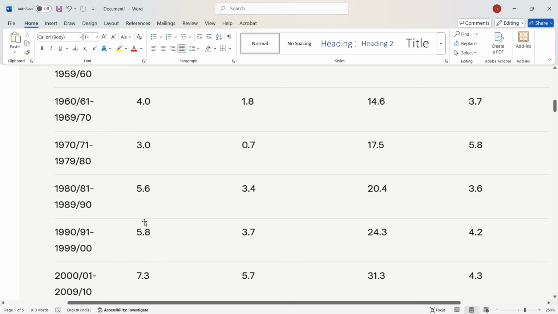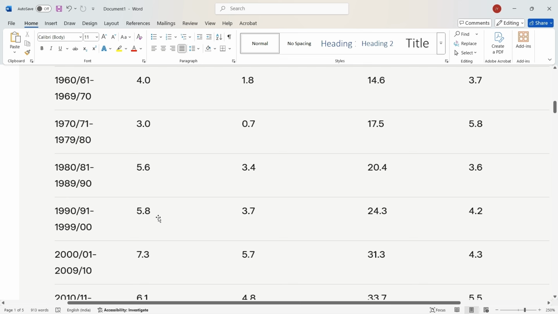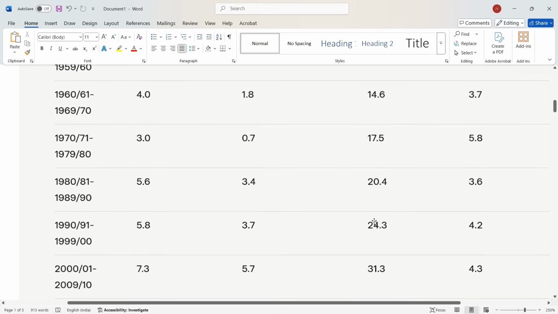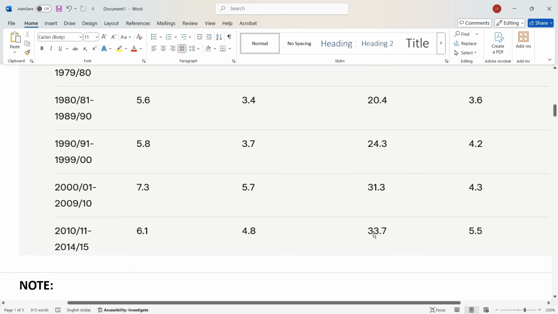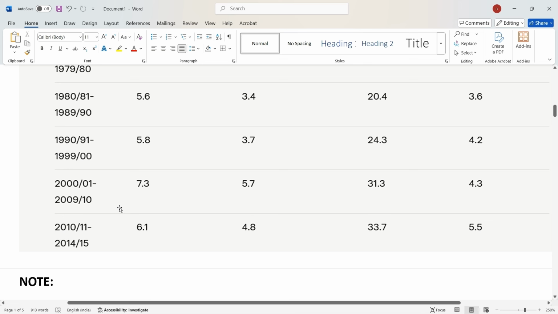When the reforms took place in 1990, the growth rate increased to 5.8%. Per capita income increased to 3.7%, and investment increased to a very good number, 24.3%. Likewise, in 2000 to 2010, the growth was at a high pace of 7.3%. The per capita income was 5.7%, and the investment increased to 31.3 to 33%.